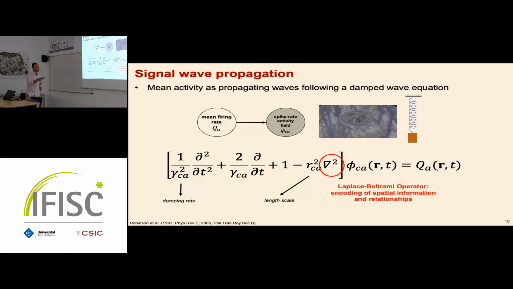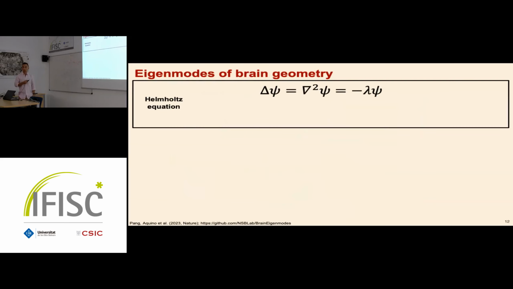So this is the Laplacian in Euclidean space, or the Laplace-Beltrami operator in a more generalized manifold. But that encodes a lot of the spatial information in your system. And if you do assume that phi and q, for example, are separable in space and time, you can simplify this equation. To solve the spatial component of your solution, you will end up with the typical Helmholtz equation. So it's a very typical separation of variables.